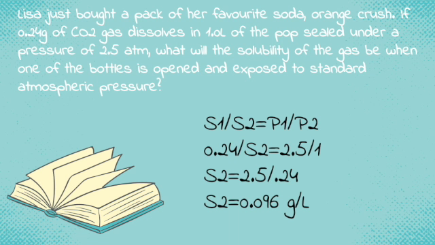We know standard atmospheric pressure is lower than the initial pressure, with the value being 1 atmosphere. After solving the algebra, when the can is open, the solubility of carbon dioxide in the soda becomes 0.096 grams per liter, much lower than the initial conditions of a sealed can. This example proves why companies seal pop cans under higher pressures to increase the solubility of CO2 in pop cans and how it decreases over time.